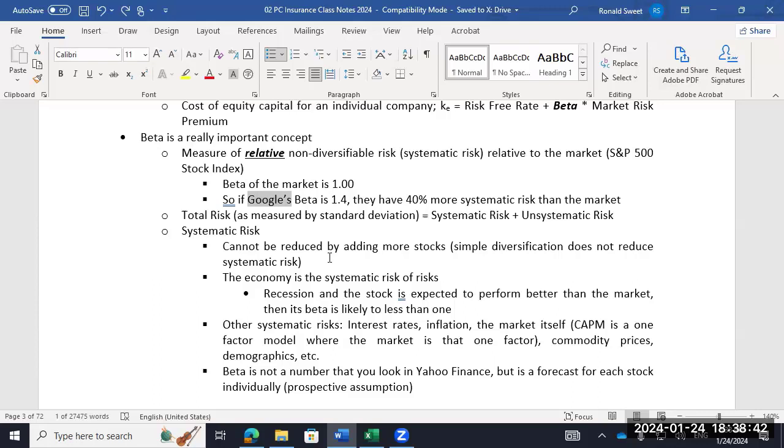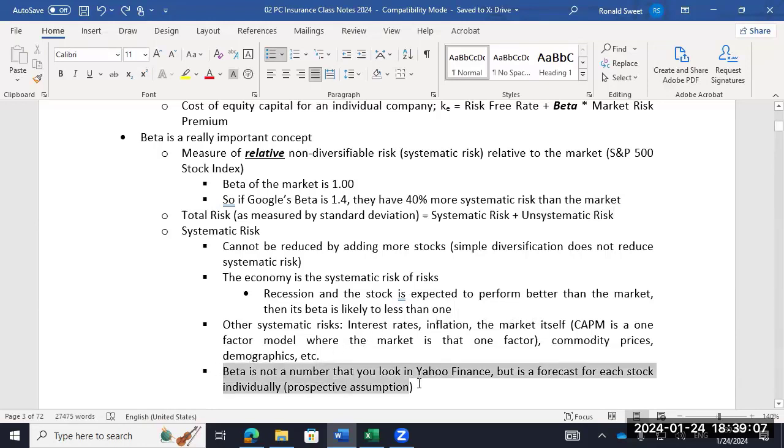Let's see. It's hard for me to come up with systematic ones that aren't so obvious, but we go into a recession and Google loses 20% of their customers. Obviously, that's systematic. All right. So the key is unsystematic risk is easy to get rid of, inexpensively. It just disappears. All right. Inflation, interest rates, anything along this line.